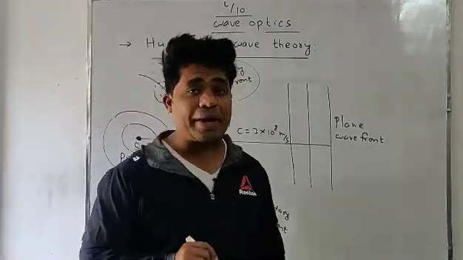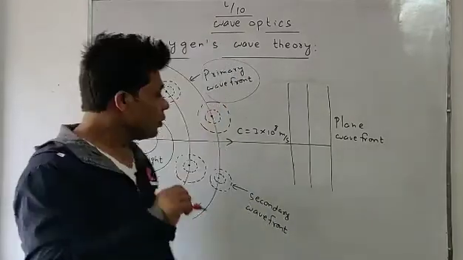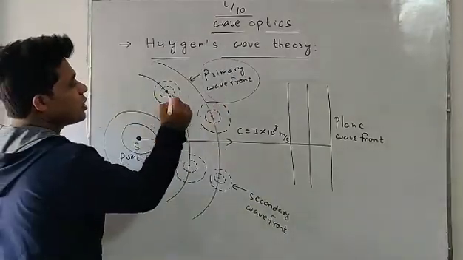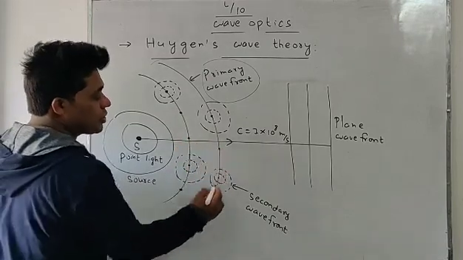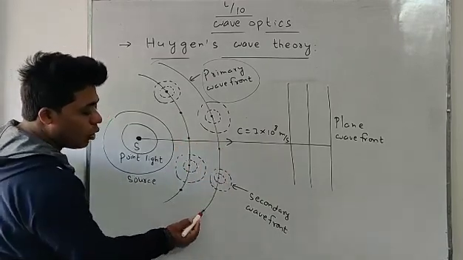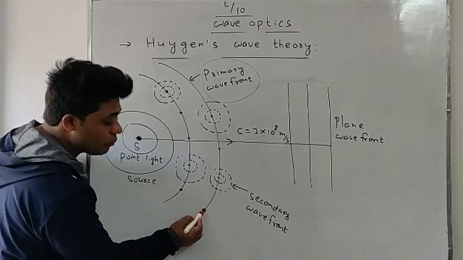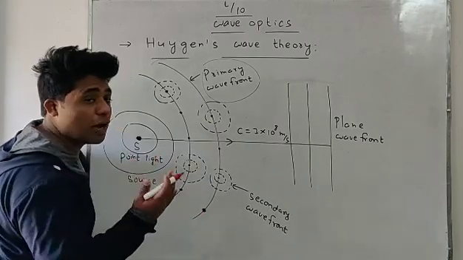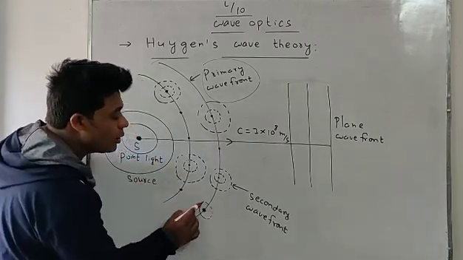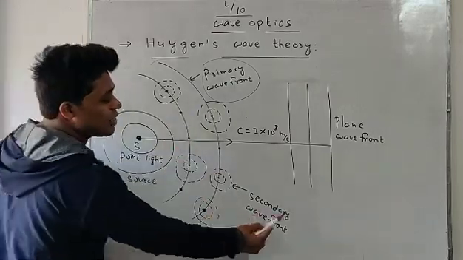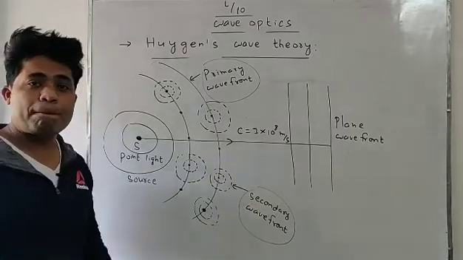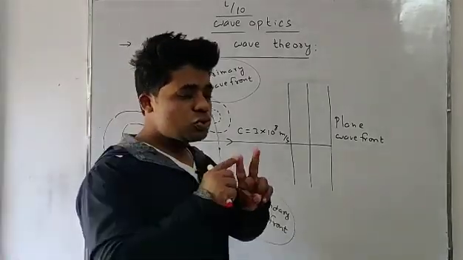What is the second point of Huygens theory? The second point is each and every particle. Look at students, that is an important point. Each and every particle of the primary wavefront behaves as a new source of light. So it again emits the wave. And these circles are said to be secondary wavefront. So, two main points.